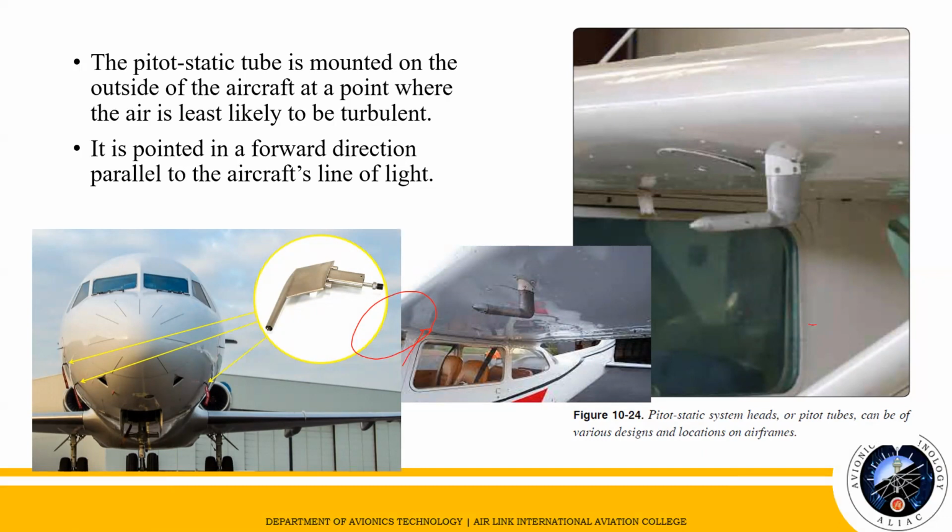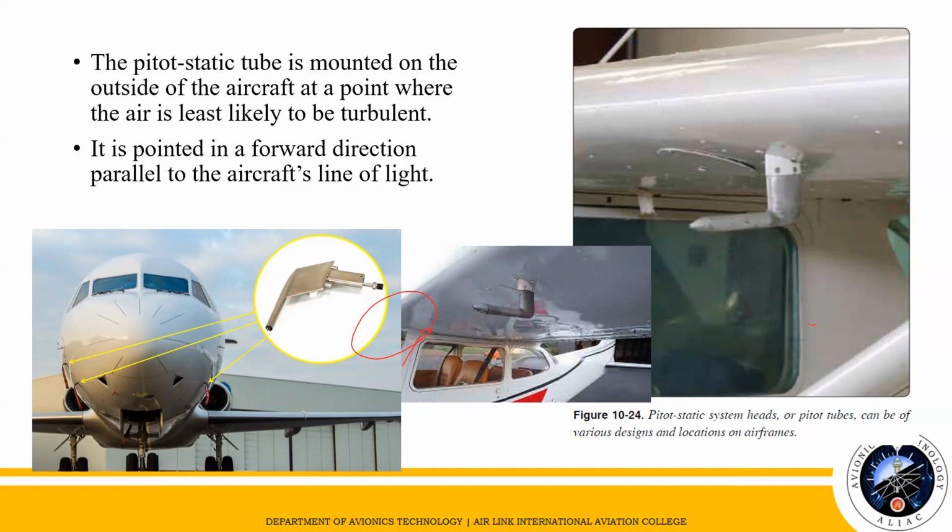Dahil yun nga, siyempre kailangan niya yung sinabi natin dyan is kung saan siya medyo hindi turbulent. So, it is pointed forward direction parallel to the aircraft's line of sight. Siyempre, hindi naman pwede yan nakatalikod dahil wala ka namang makukuhang hangin kung nakatalikod si pitot-static tube. So, siyempre, yung location pa din, pwedeng mag-vary sa mga ibang aircraft.